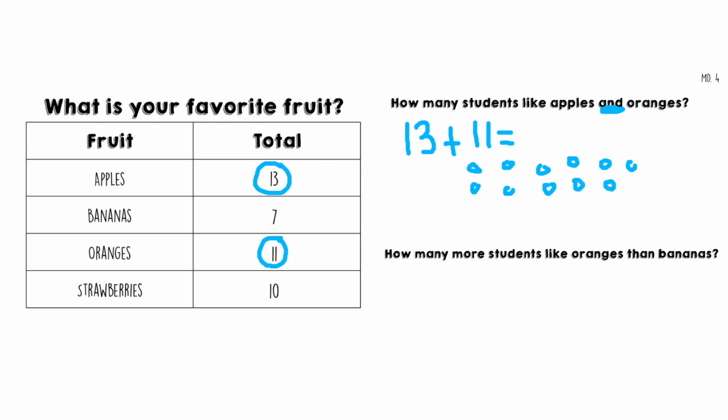Okay, so now that I have 11, what I'll do next is I'll go over and I'll start at 13, and remember I am counting on 11 more. This is going to help me determine how many students like apples and oranges. Watch me. 13, 14, 15, 16, 17, 18, 19, 20, 21, 22, 23, 24. So as you can see, I have 24, but I want to double check my work.